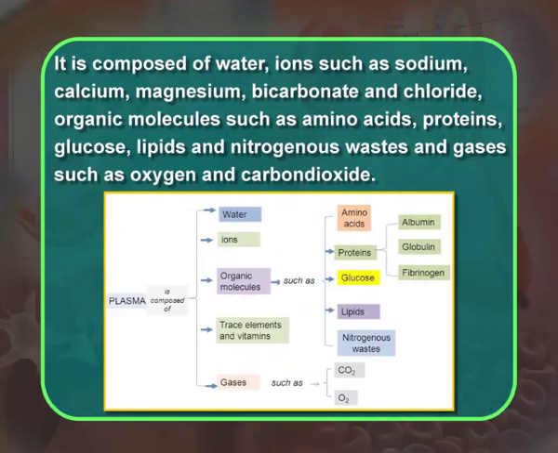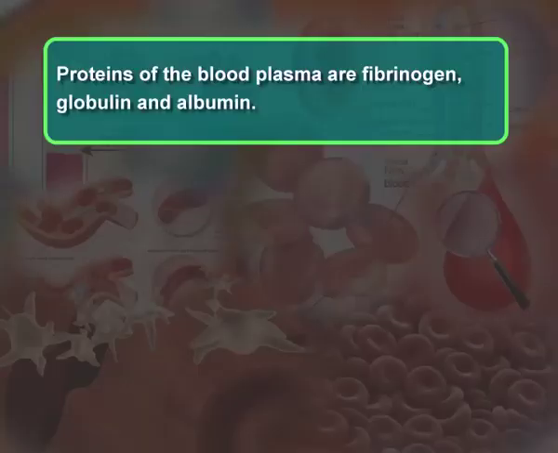If we follow the chart of detailed composition of plasma, we can see that it is composed of water, ions such as sodium, calcium, magnesium, bicarbonate and chloride, organic molecules such as amino acids, proteins, glucose, lipids and nitrogenous wastes, and gases such as oxygen and carbon dioxide. We have already discussed that out of all these components, water and proteins are the most abundant. Proteins of the blood are fibrinogen, globulin and albumin.